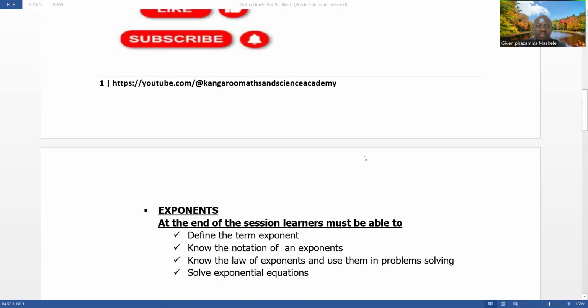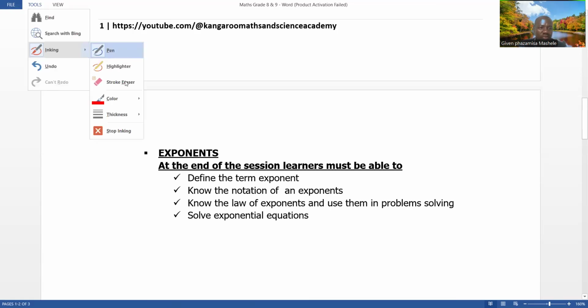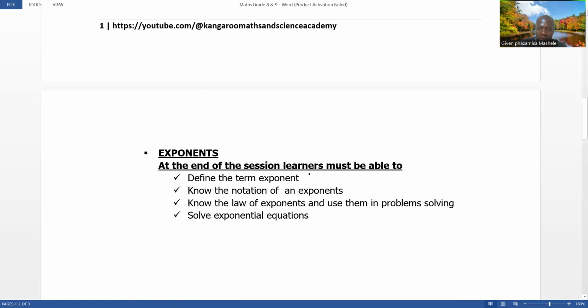Without wasting time, ladies and gentlemen, let's start with the learning objectives. At the end of the session, grade 8 and 9 learners must be able to define the term exponent, know what we mean by an exponent, know the notations of an exponent, know the laws of exponents and how to use these laws in solving problems, and also be able to solve exponential equations.